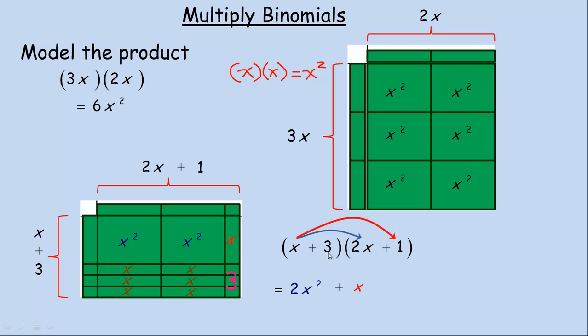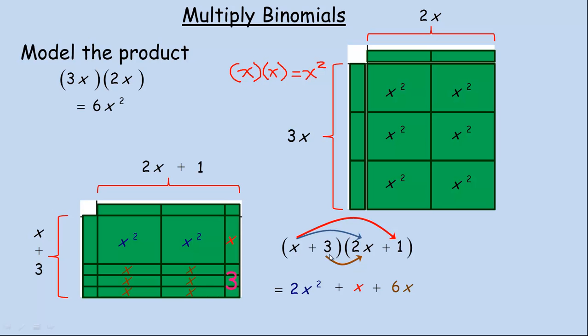Now I'll turn my attention to the 3 and multiply it by each of the terms over here. So I'm going to do this next. 3 times the 2x would be 6x. And the model here actually comes from multiplying 3 by 2x. So that's actually the two dimensions that were multiplied there. And notice it gives you 6 x's.